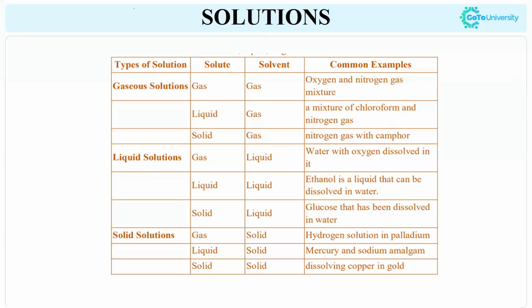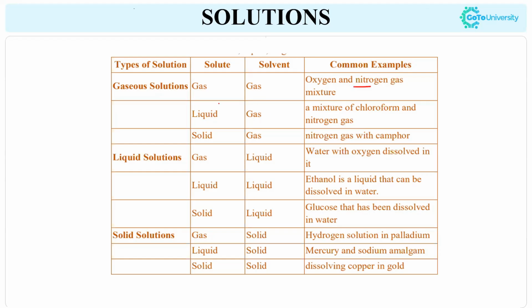So first of all, we have to know what are different kinds of solutions. So we have three different types of solutions. They are gaseous solutions, liquid solutions, and solid solutions. So in these three solutions as well, based on the solute and solvent, we can classify them because every solution is made up of two components, right? They are solute and solvent. So based on the different kinds of solute and solvents we are using, we will get different types of solutions. So we have to know the type of solutions and the examples as well.